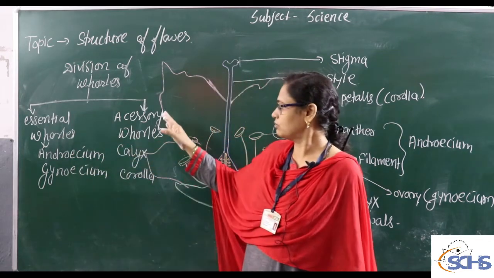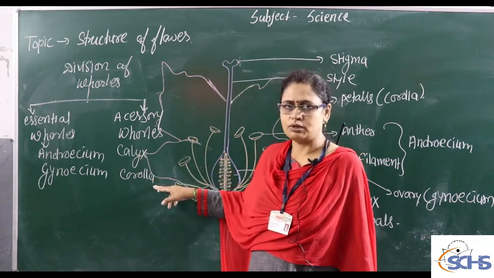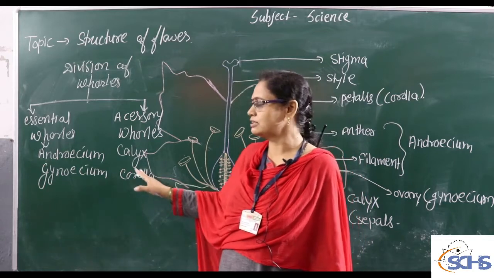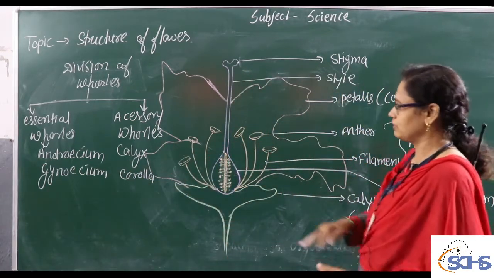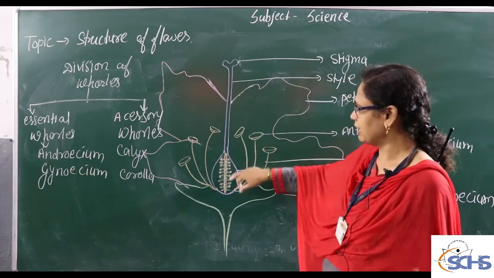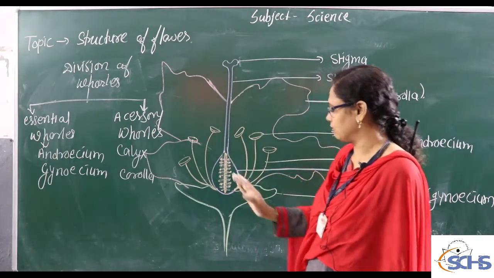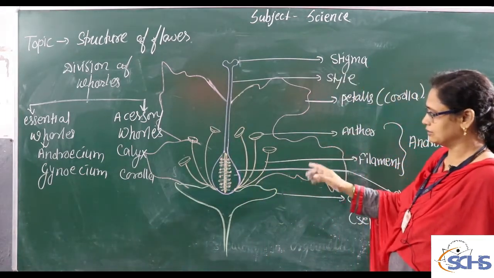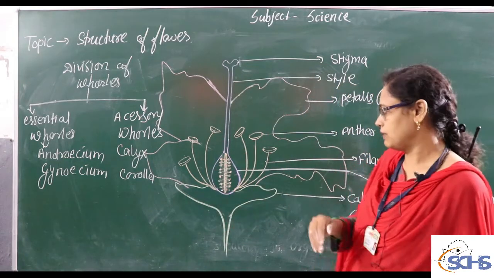And what do we include in the accessory whorls? We include calyx and corolla. And what is their function? They provide protection to the flower. Just as you can see in this diagram, we can find the androecium and gynoecium in the inside of the flower, and calyx and corolla are the protective part, so they are present outside of the flower.